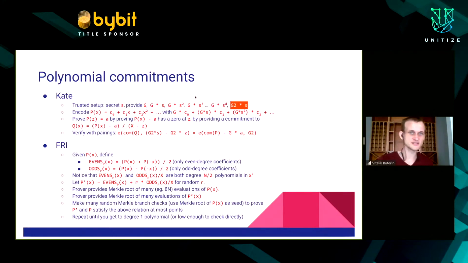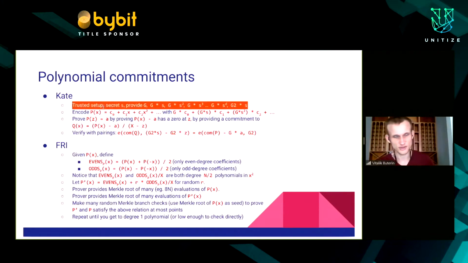So the idea is that if you want to encode a polynomial, you take the degree 0 coefficient multiplied by G, the degree 1 coefficient multiplied by G times S, and then the degree 2 coefficient multiplied by G times S squared. What we're basically doing here is creating a point that equals G times the polynomial evaluated at S. Now, nobody knows S, which is really important for security. That's the toxic waste that you have to forget after you generate this trusted setup.